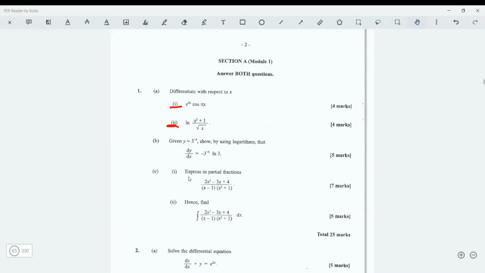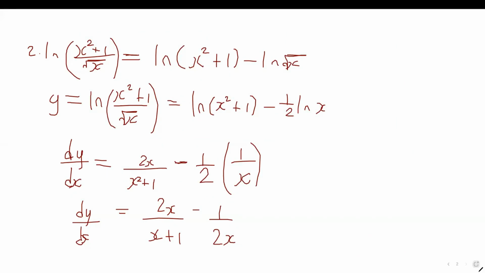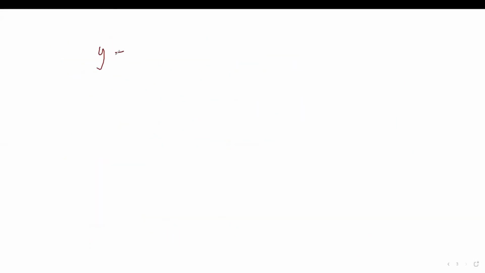Nice. Now look at this one now, Marika. It says, given that y is 3 to the minus x, show by using logarithms that dy by dx is minus 3 to the minus x ln 3. All right, so it says show by using logarithms, meaning you have to take the logs of both sides. So y is equal to 3 to the minus x. The first thing you have to do is take the log of both sides and write ln y is equal to ln of this side, ln 3 to the minus x. But by rules of logarithm, we can bring down the power. So that is then telling us that this is minus x ln 3 is equal to ln y, right?